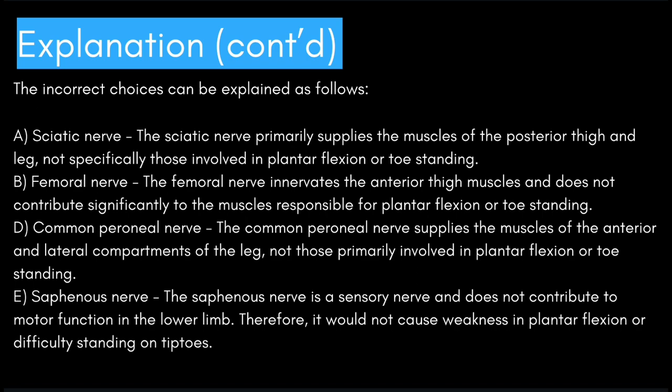Sciatic nerve. The sciatic nerve primarily supplies the muscles of the posterior thigh and leg, not specifically those involved in plantar flexion or toe standing. Femoral nerve. The femoral nerve innervates the anterior thigh muscles and does not contribute significantly to the muscles responsible for plantar flexion or toe standing. Common peroneal nerve. The common peroneal nerve supplies the muscles of the anterior and lateral compartments of the leg, not those primarily involved in plantar flexion or toe standing.